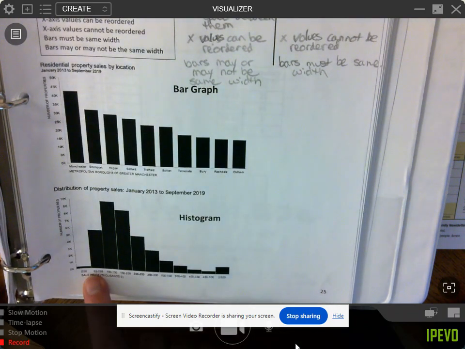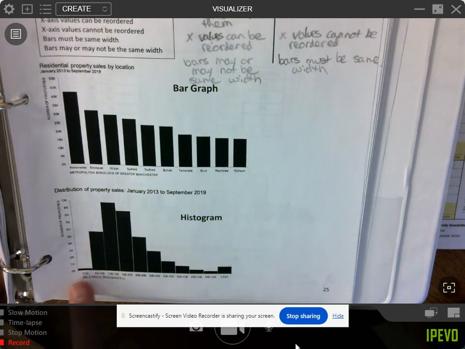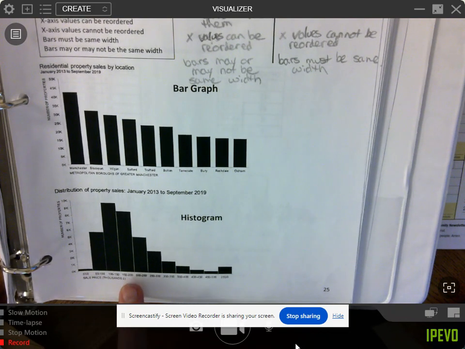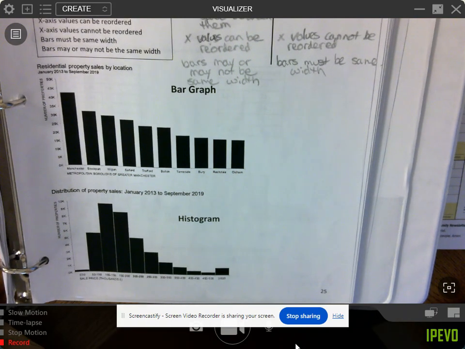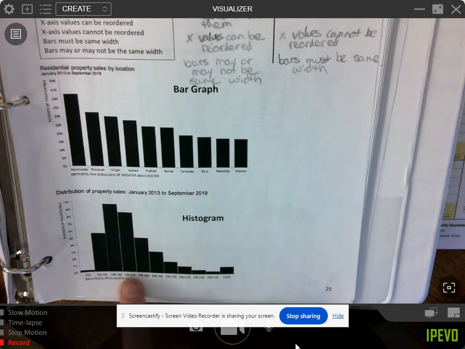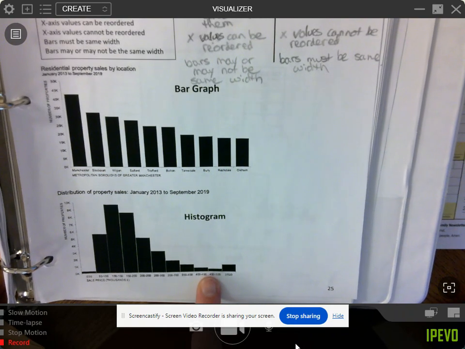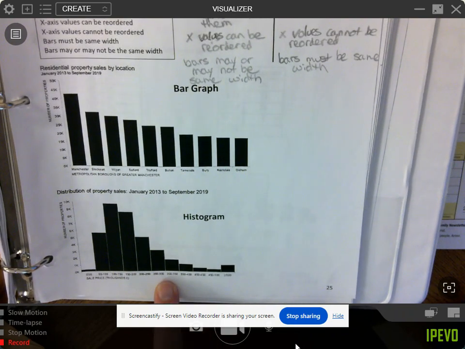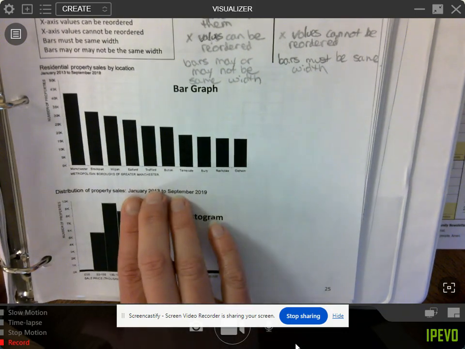For the histogram, it very much matters because remember the histogram has the intervals on the bottom. So it's saying who scored between 40 and 50 points, who scored between 50 and 60 points. So those intervals on the bottom have to be in order. Histograms always have the intervals. That's the big difference, histogram to bar graph.